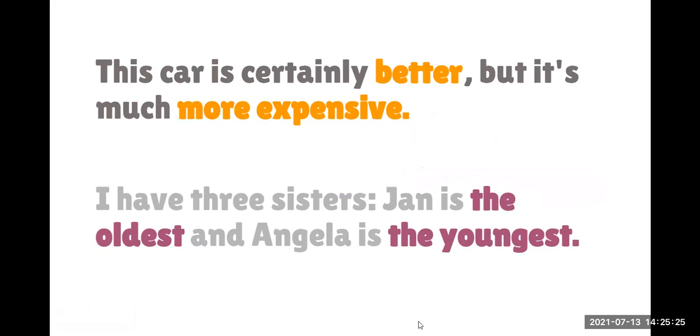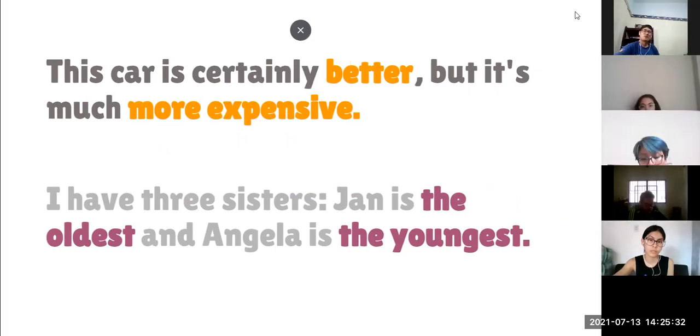In which of these sentences are we using superlative and comparatives? And how do you recognize this? Superlative is the first sentence. This is a superlative? Yes. Okay, how do you know that? How do you recognize the superlative? It's comparative. It's comparative, right? How do you recognize the comparatives?